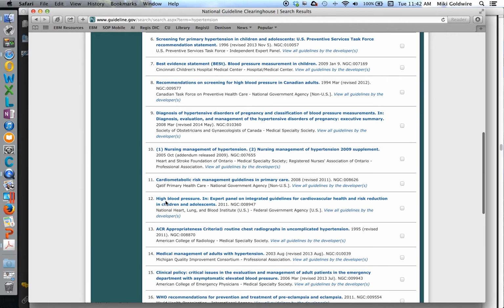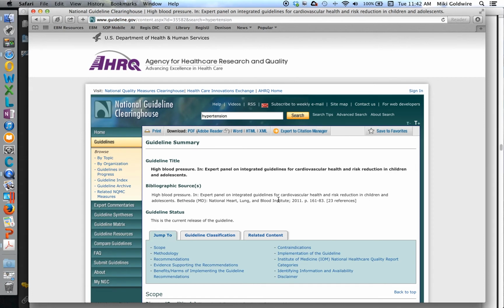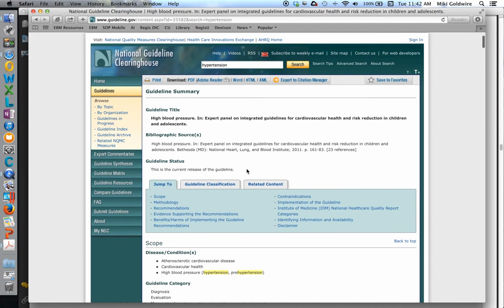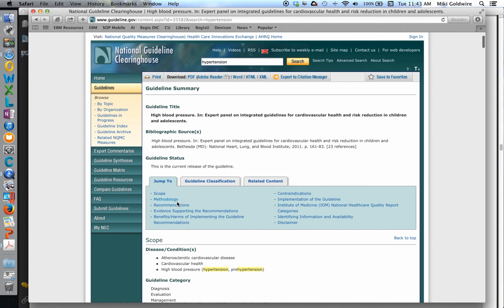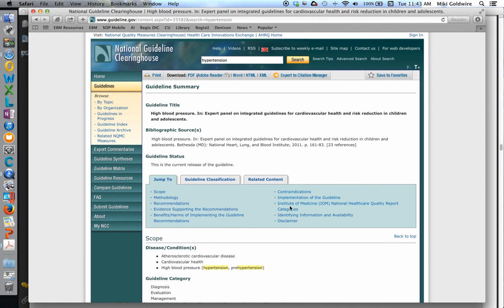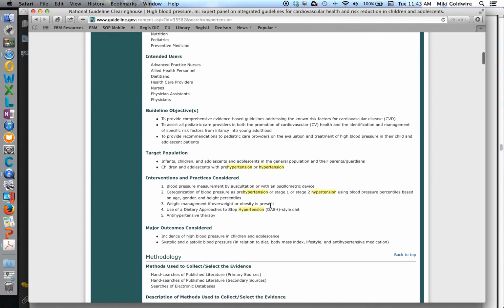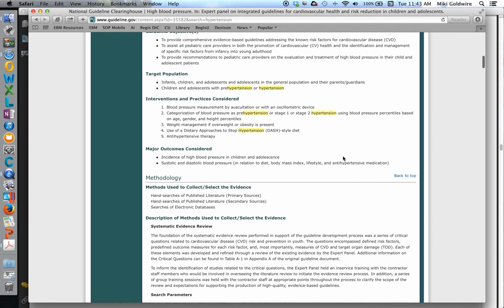I'm just choosing one, high blood pressure in expert panel on integrated guidelines for cardiovascular health and risk reduction in children and adolescents. So it brings me to a guideline summary, and you can see I have a Jump To tab, which will provide me basic information about the guideline, including scope, methodology, recommendations, evidence support, benefits, contraindications, implementation, IOM quality categories, identifying information and availability, and a disclaimer. So you can tab down and get the broad idea about these guidelines.